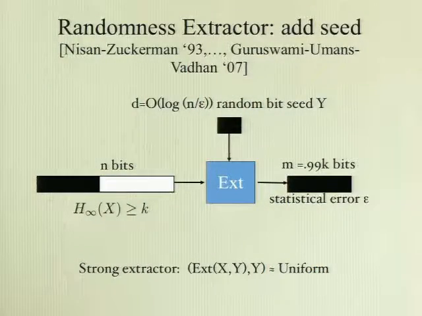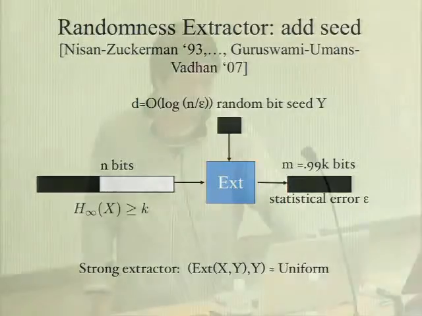We are also going to need the notion of a strong extractor. Basically, this is saying that not only is the output distribution close to uniform, but it is also close to uniform even if you are given the seed y. So the joint distribution of the output and y is close to a uniform distribution.